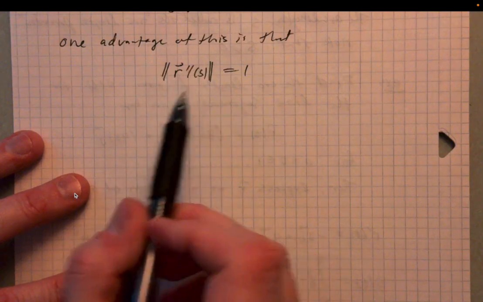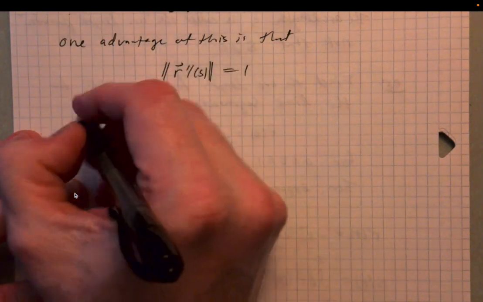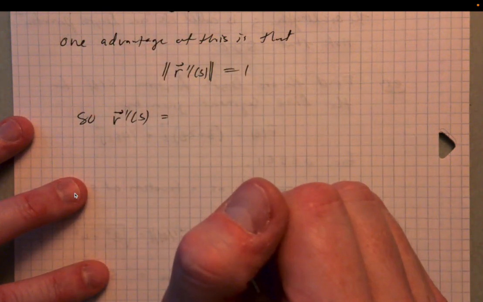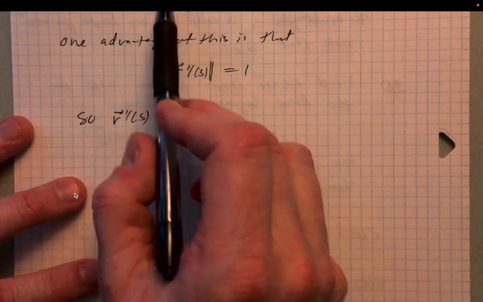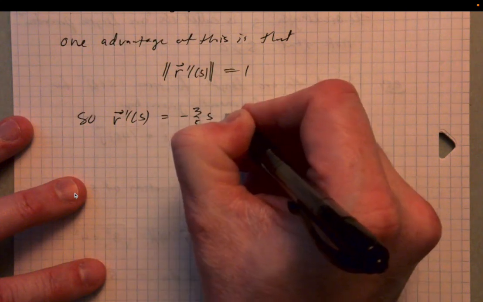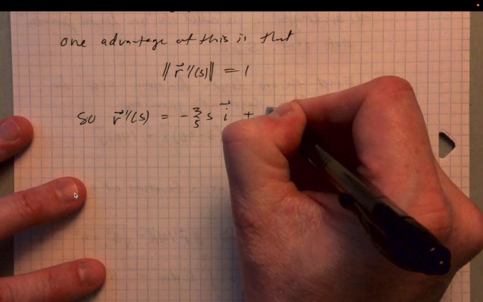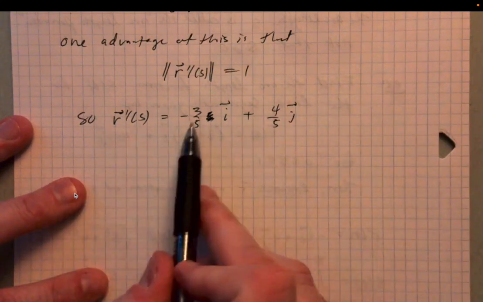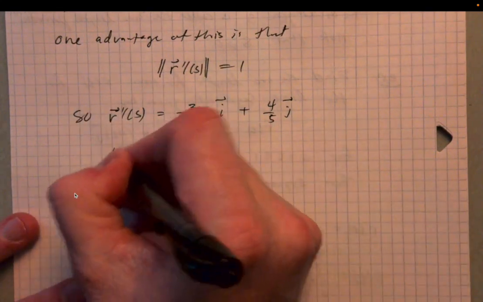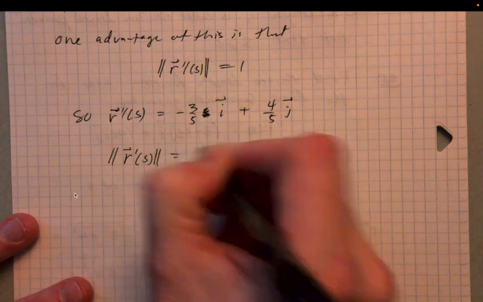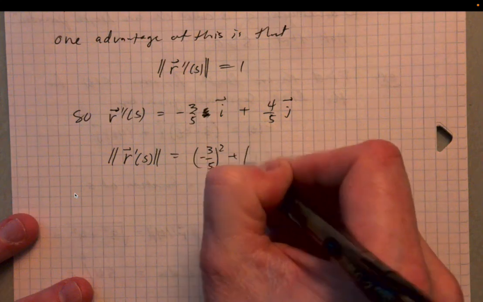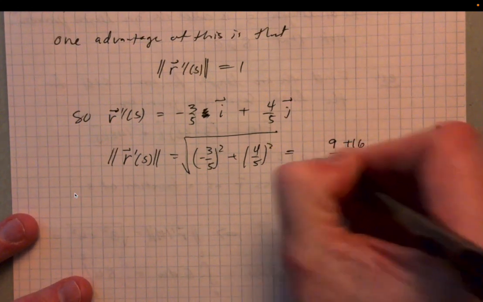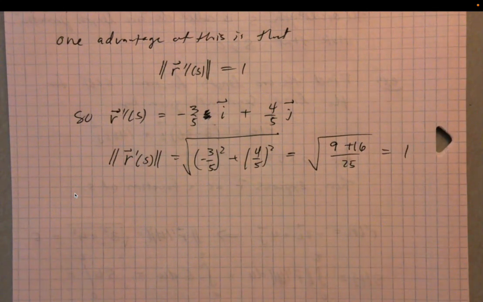But just to confirm this, let's take the norm of this derivative. If we differentiate, r prime of s would be negative 3/5 times the i vector plus 4/5 times the j vector. Then the norm of r prime would be the square root of negative 3/5 squared plus 4/5 squared, so 9 plus 16 over 25, which is 25 over 25, so that norm is 1. Okay, just confirming that.